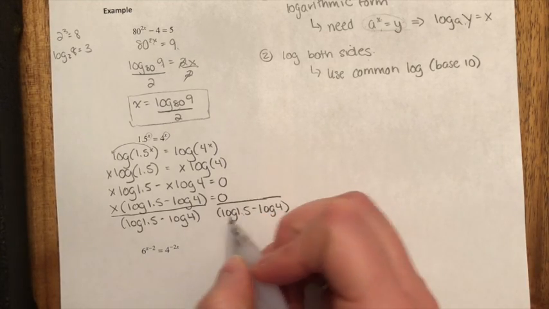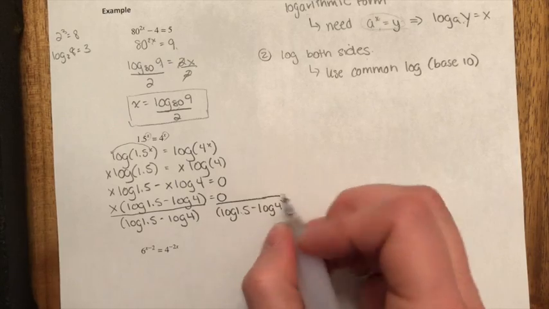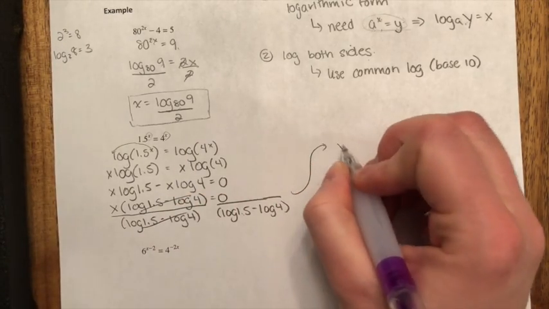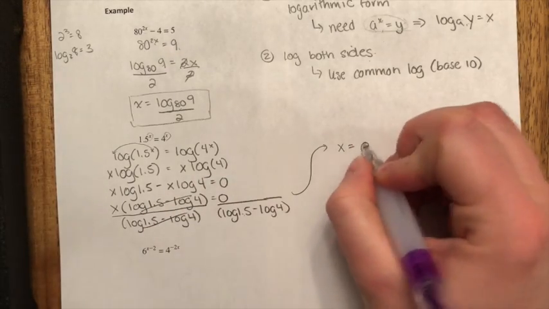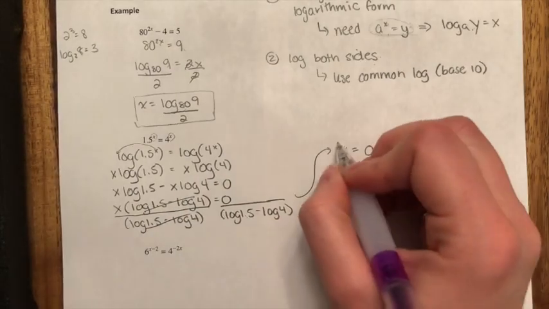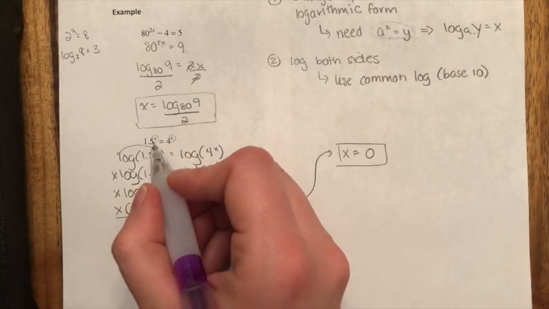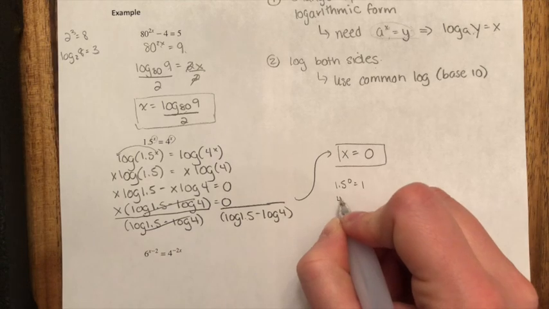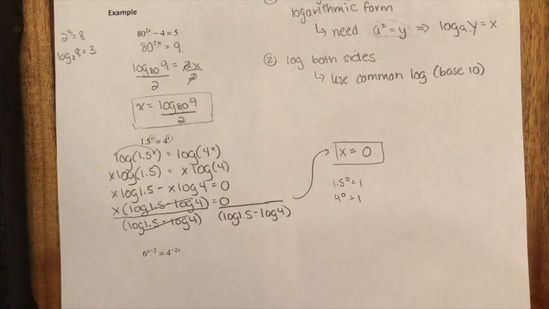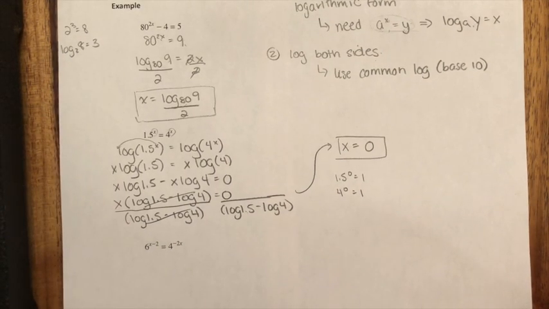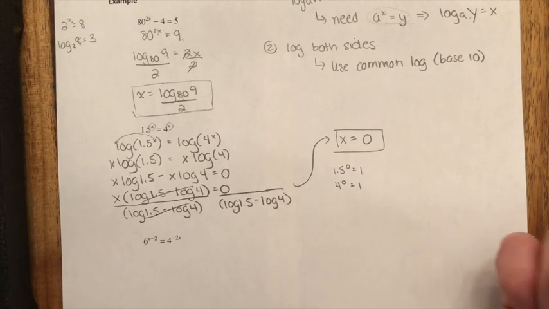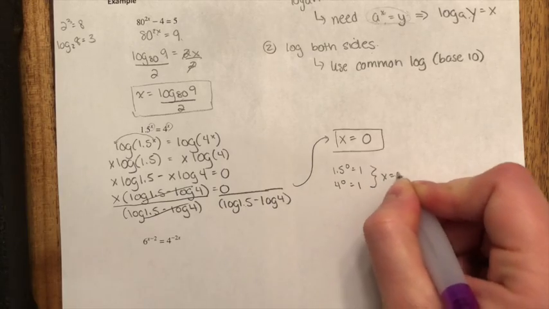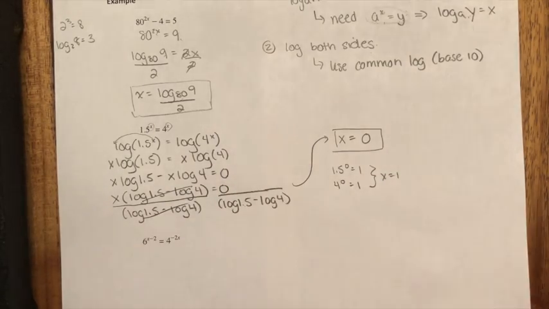So 0 divided by anything, doesn't matter, is still just 0. So these guys are going to cancel. We're going to just be left with x is equal to 0, because 0 divided by anything is still 0. And if we think about it, that makes sense, right? Because 1.5 to the 0 is 1, and 4 to the 0 is 1. That's the only way that those things can equate. Okay, so we might have just gotten there right away and said, well, logically, then x is equal to 0. But this is kind of how we solve it.